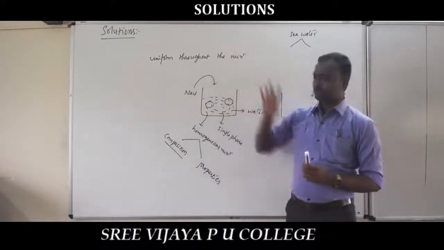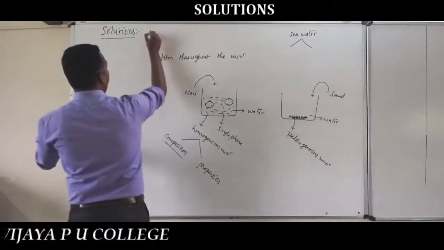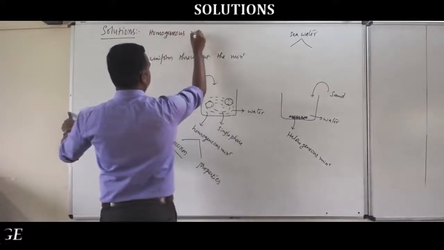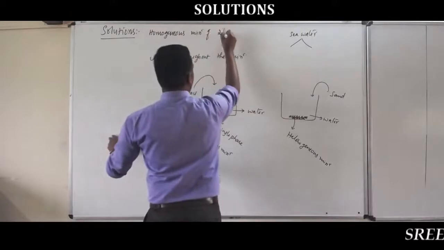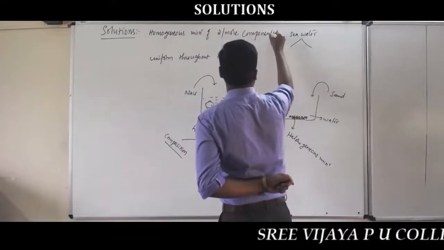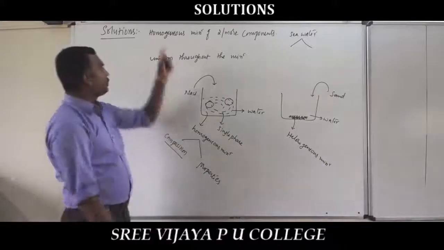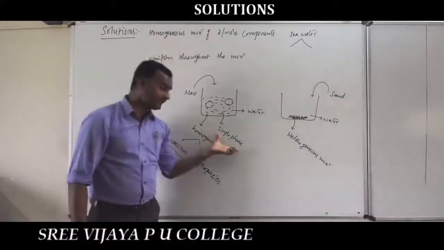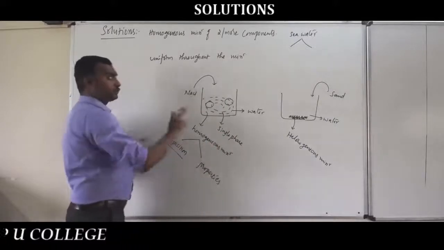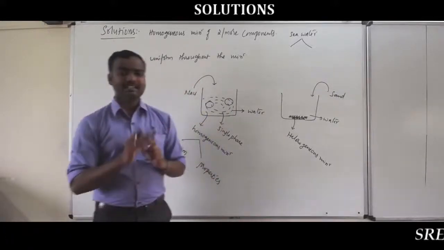So what is the meaning of solution? There's one more question: what is meant by a solution? A solution is a homogeneous mixture of two or more components. We say a homogeneous mixture of two or more components is called a solution. It should be homogeneous, nothing but a single phase. To call it homogeneous, its composition and properties throughout the mixture should be the same. That type of homogeneous mixture of two or more components is called a solution.